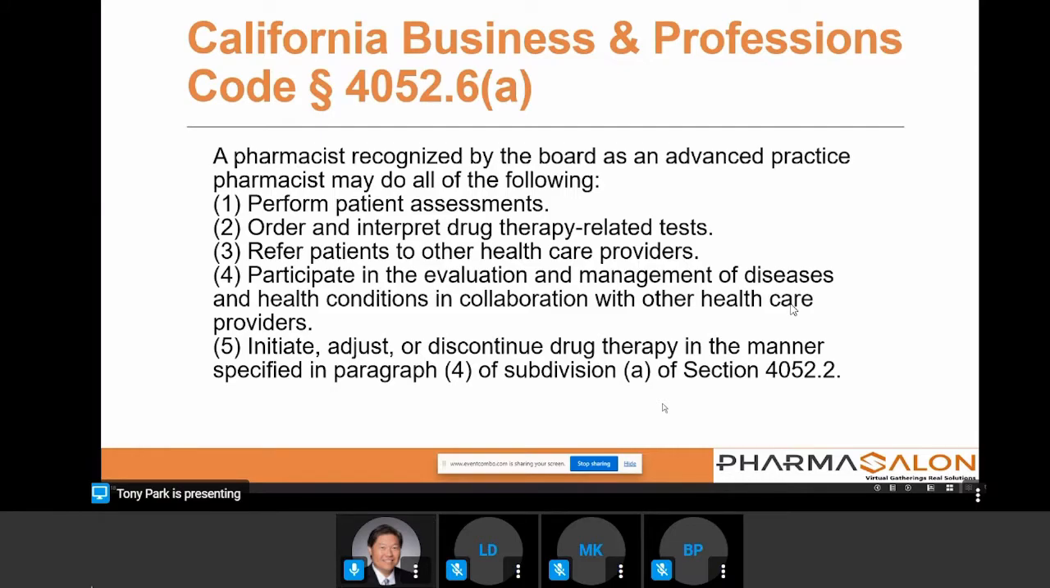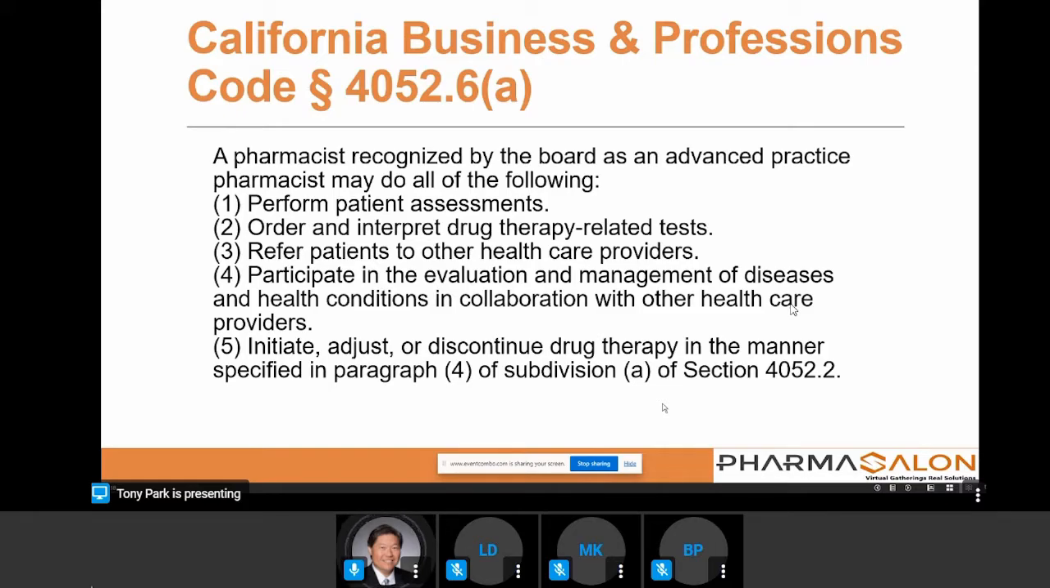This is one of a couple of the California regulations on point that speak to what an advanced practice pharmacist in California is allowed to do. And they can do 1 through 5. They can actually perform patient assessments. Now, mind you, patient assessment is merely that, just assessing the patient. It does not mean, however, and the state legislature was very careful not to do this, that the pharmacist has any legal authority whatsoever to make an initial clinical diagnosis.